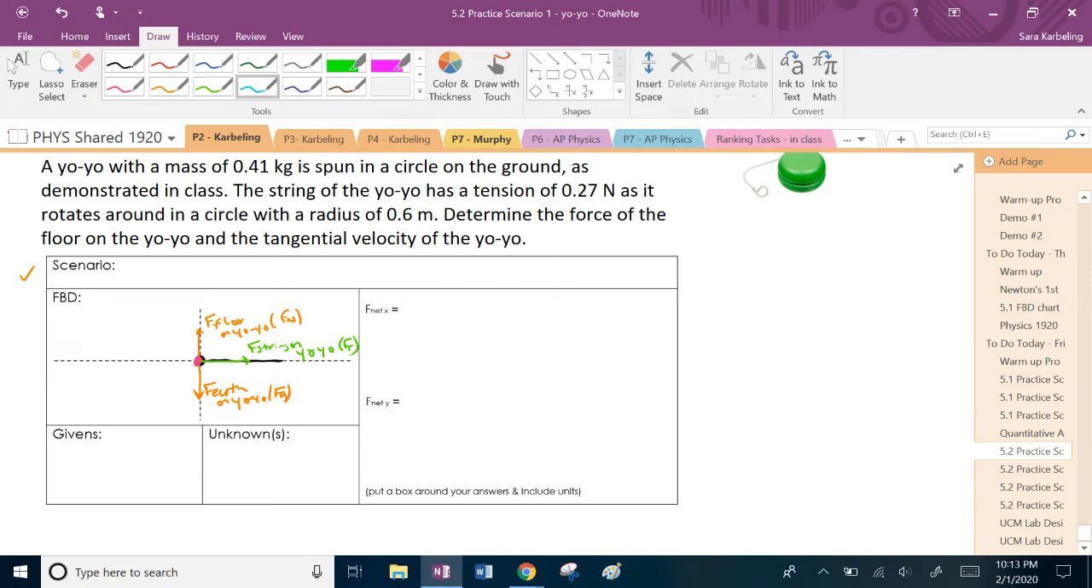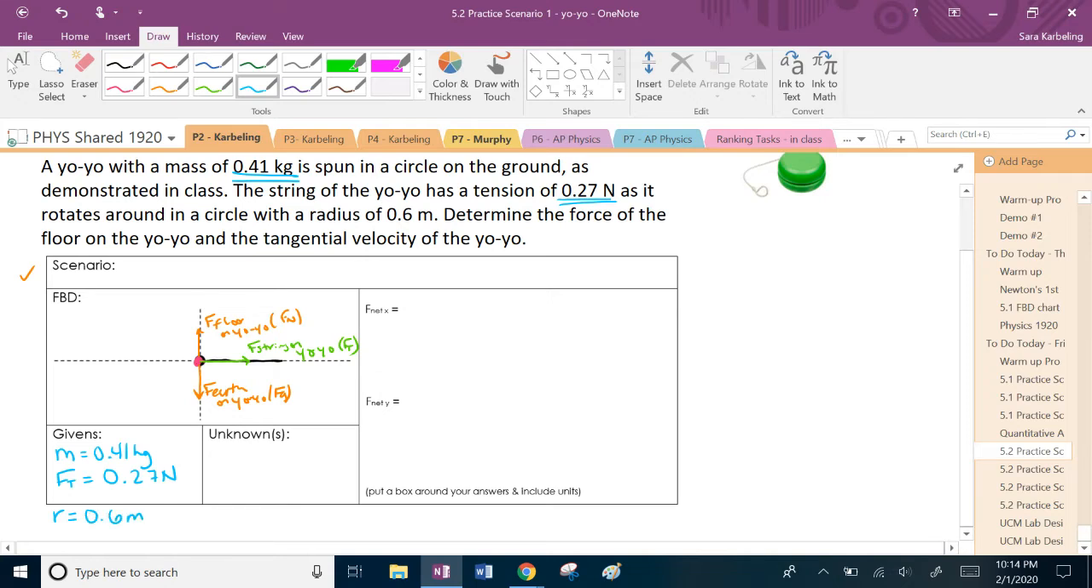Now, before I get too far in, I'm going to go ahead and write down my givens as well. It says that the yo-yo has a mass of 0.41 kilograms. I don't know if we're going to have exactly enough room in our little box, but we'll make it work. It says that the string of the yo-yo has a tension of 0.27 newtons. So I'm going to write F sub t is equal to 0.27 newtons, as it rotates around the circle, and the circle has a radius of 0.6 meters. So R is equal to 0.6 meters.